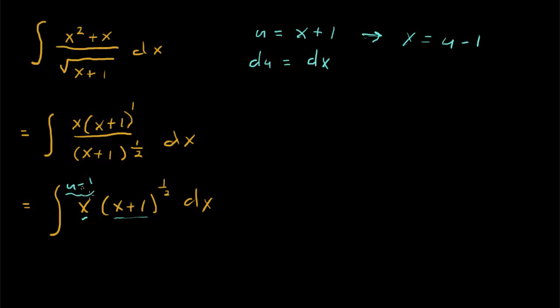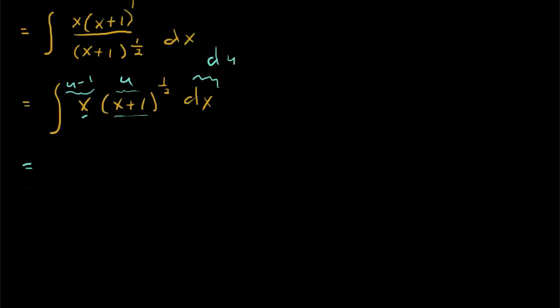Let's see if it does. So we're going to replace x with u minus 1. We're going to replace x plus 1 with u. And we're going to replace the dx with du. Okay, and let's go ahead and rewrite that one more time, where we actually have the u minus 1, and then that's being multiplied times u to the 1/2 power du.